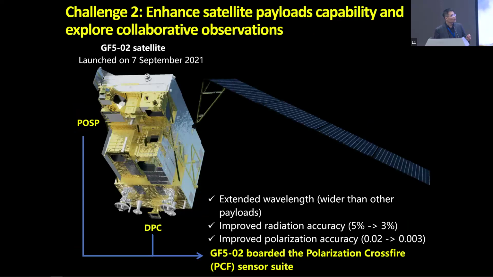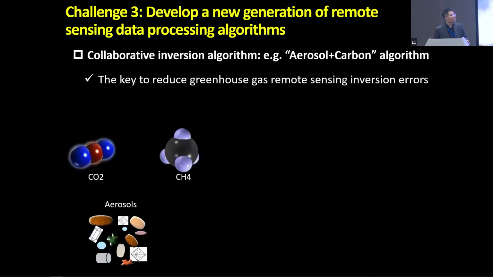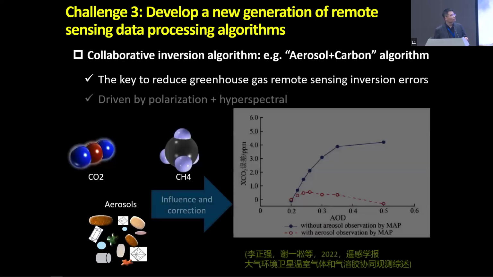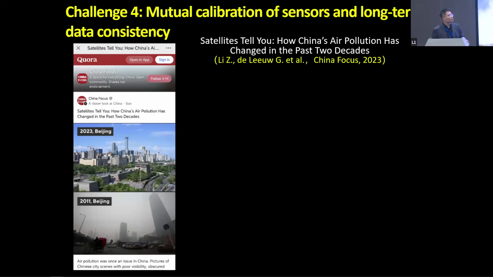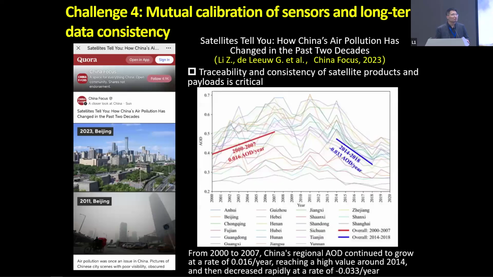This is one example. China launched the Gaofen 502 satellite, and this is an advanced satellite that can monitor air pollution. And we also emphasize the use of modern and advanced techniques and algorithms to monitor the atmosphere more precisely and more accurately. We also think the multi-role calibration of sensors and long-term data consistency is important. This is one example of China's activities to control the air pollution in the past 15 years. So this shows very good improvement of air quality.